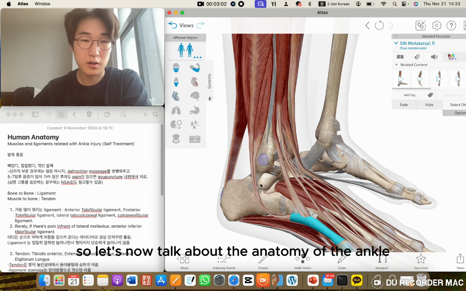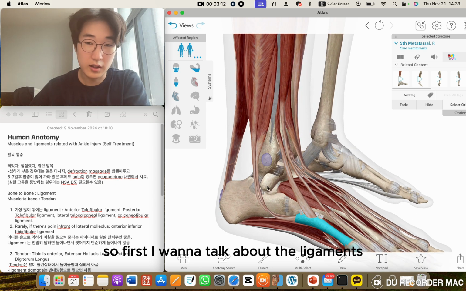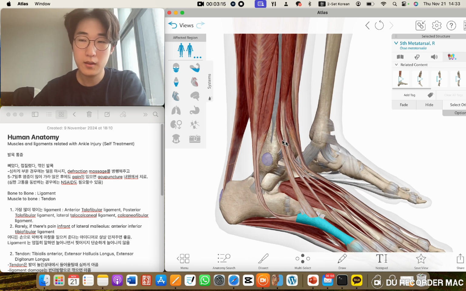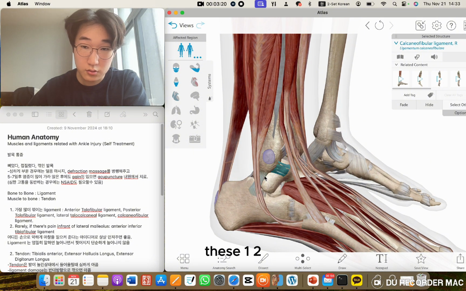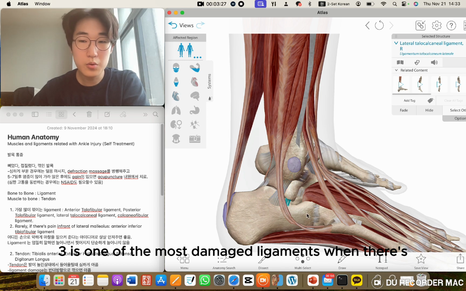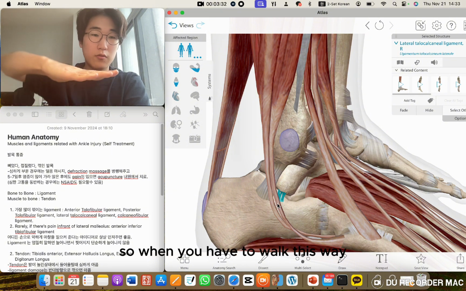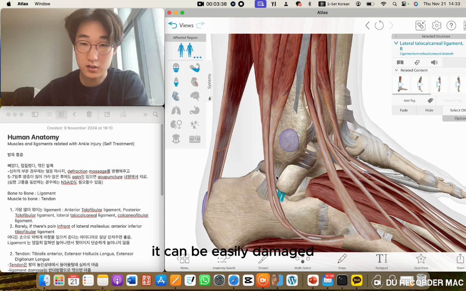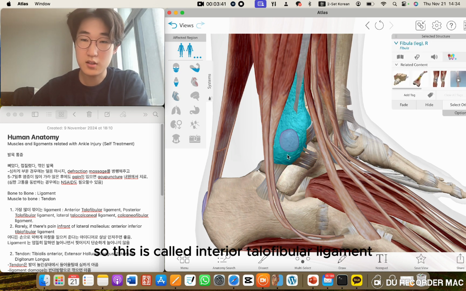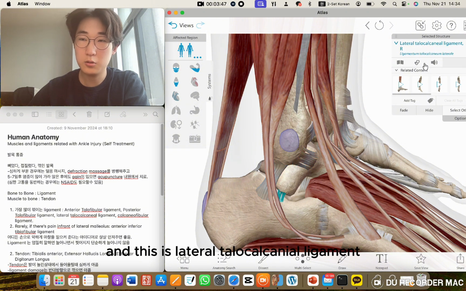So let's now talk about the anatomy of the ankle, or where it could be easily damaged. First I want to talk about the ligaments, the bone-to-bone connections, as I said, because these one, two, three are among the most damaged ligaments when you walk the wrong way. When you walk this way, these three can be easily damaged. This is called the anterior talofibular ligament, this is the calcaneofibular ligament, and this is the lateral talocalcaneal ligament.